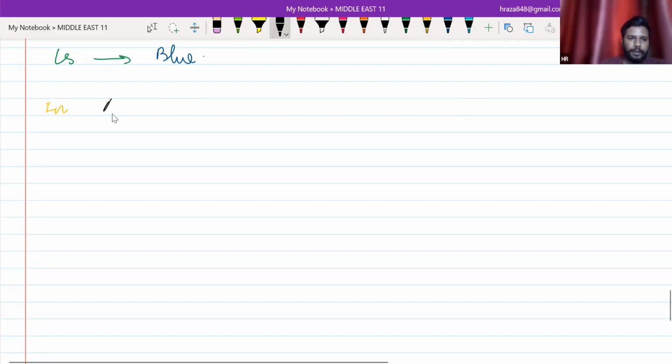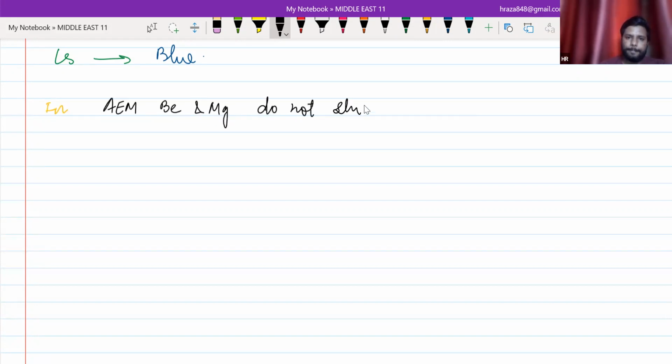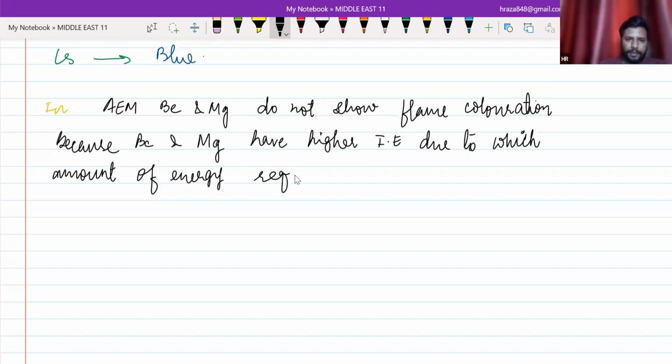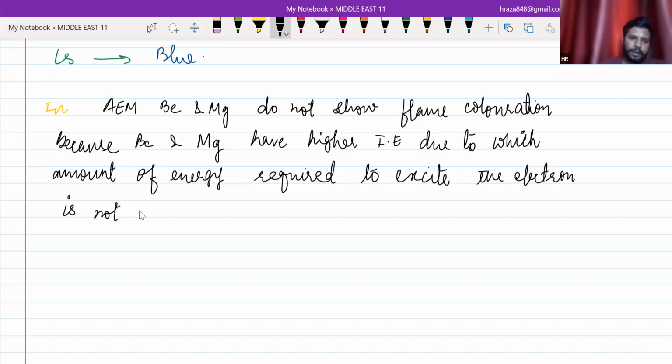So write a point with me. In alkaline earth metal, beryllium and magnesium do not show flame coloration, and this is very important because beryllium and magnesium have higher ionization energy, due to which the amount of energy required to excite the electron is not enough. Please write it.